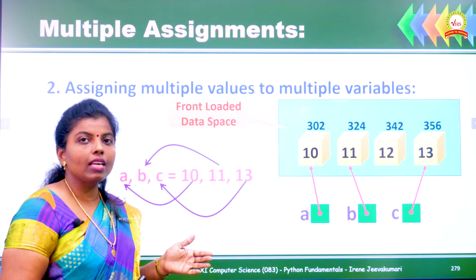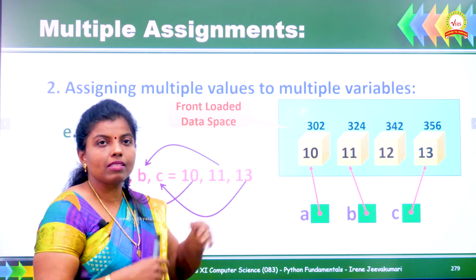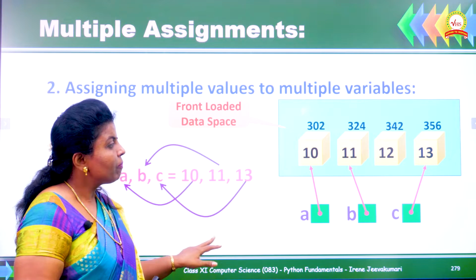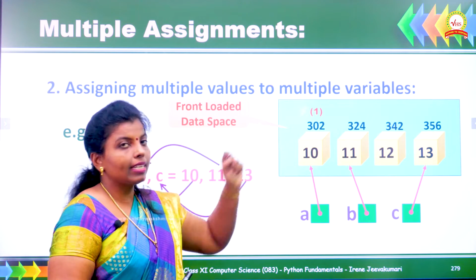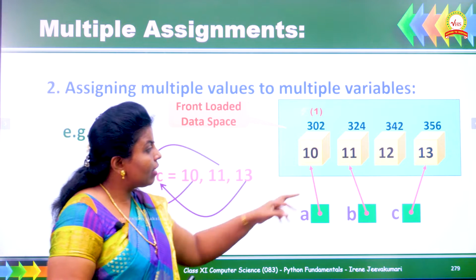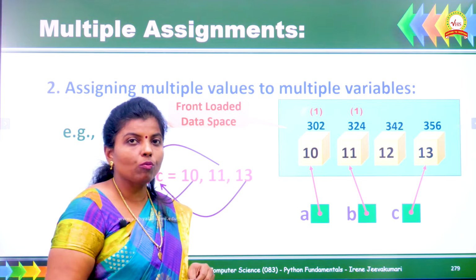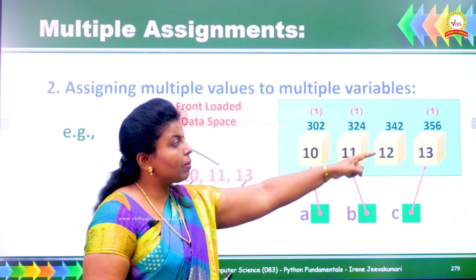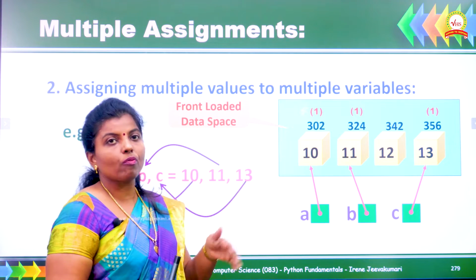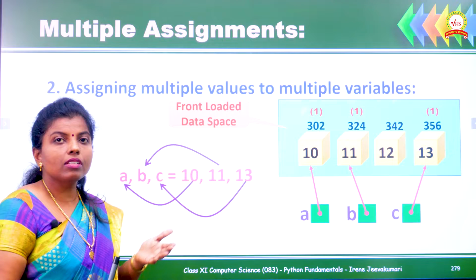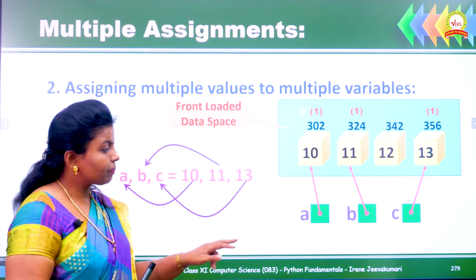Python also keeps a count of how many times these values are being referenced. Number 10 is referenced by only one variable, so it keeps a count of 1. Number 11 is referenced by only one variable, again the count is 1, and number 13 is also referenced by only one variable, so the count is 1. So this is how multiple values are assigned to multiple variables.